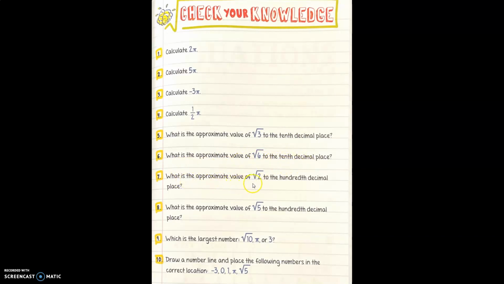What is the approximate value of root 2 to the 100th decimal place? What is the approximate value of root 5 to the 100th decimal place? Which is the largest number, root 10, pi or 3? Draw a number line and place the following numbers in the correct location: -3, 0.1, pi and root 5.